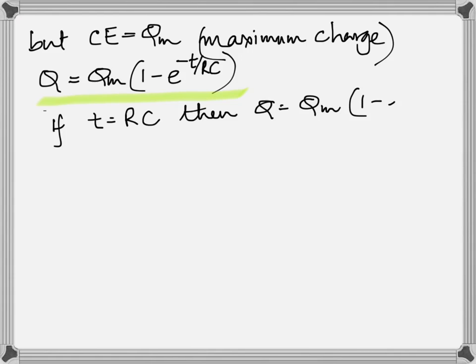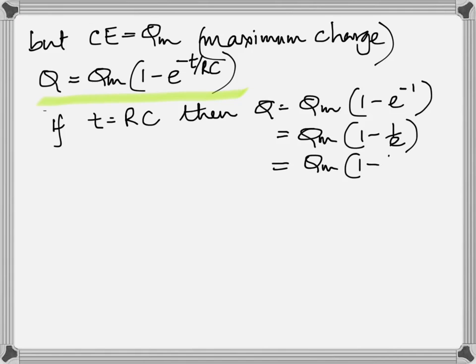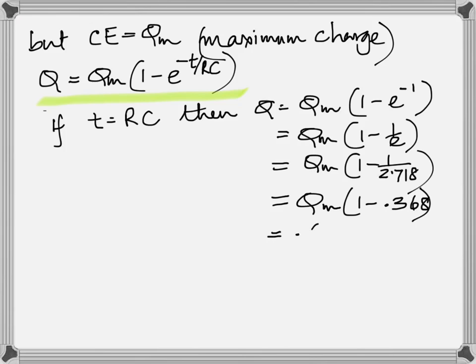Okay, but if you put T is equal to RC in that equation, don't you think that RC and RC will get cancelled? You get e raised to negative 1, which is 1 by E. And from your calculator, if you take 1 by E, you get 1 by 2.718. Check it out on your calculator. 1 divided by 2.718 is going to be 0.368. And so 1 minus 0.368 is 0.632 Qm.